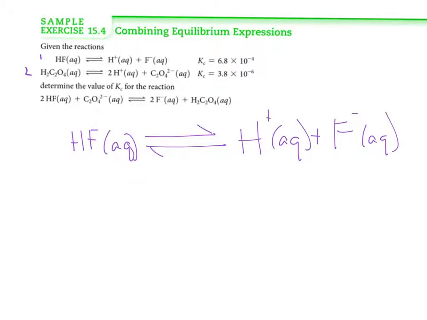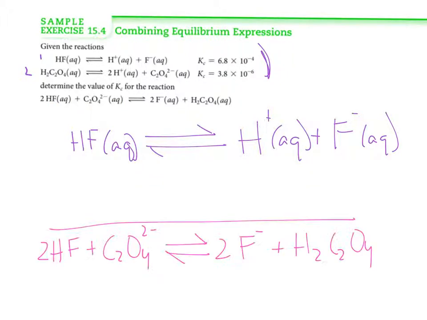Okay, so I need to figure out what I need to do to these two reactions in order to make them add to this one. So I've rewritten the first one, and this is my net reaction, which I've now written on the bottom. If I want to add these two to get to this, well, I have HF here, but here it's 2HF. So I'm going to have to multiply this by 2. I'm going to do that in blue.